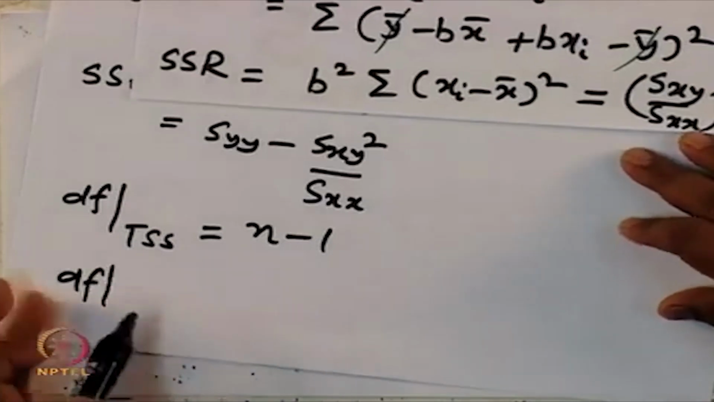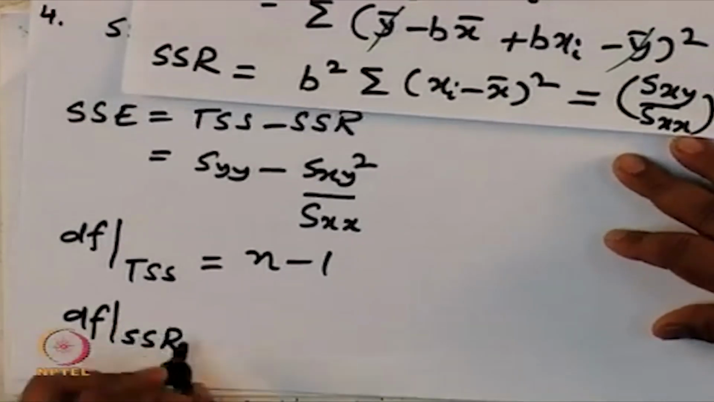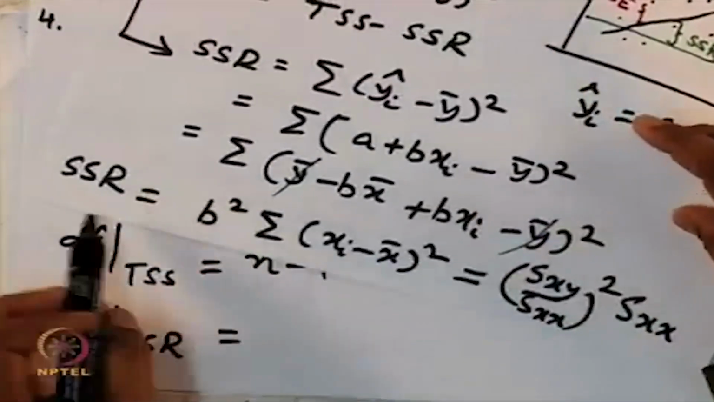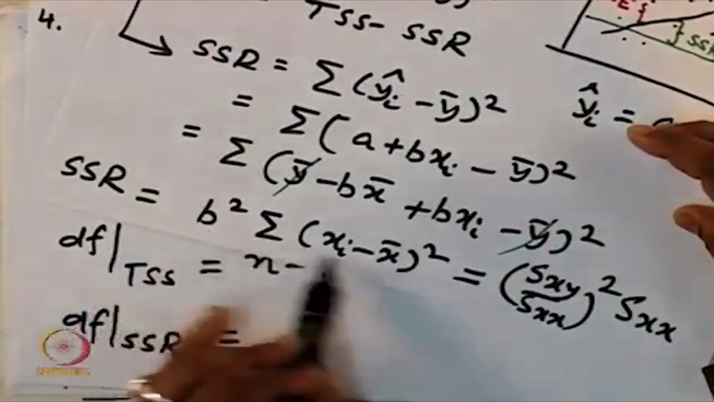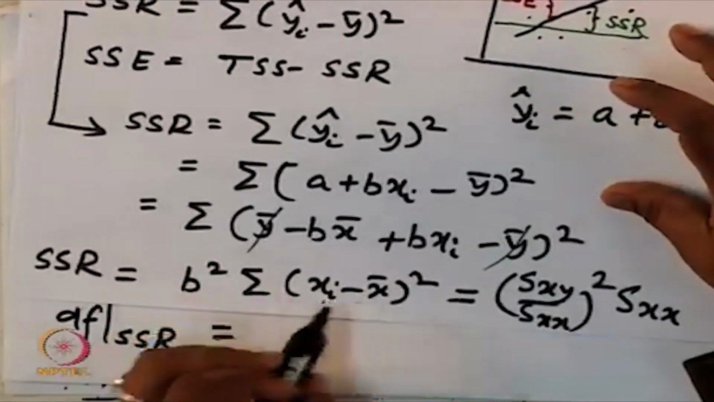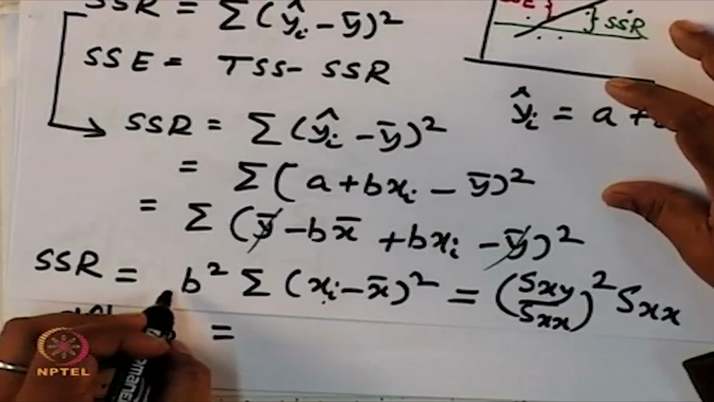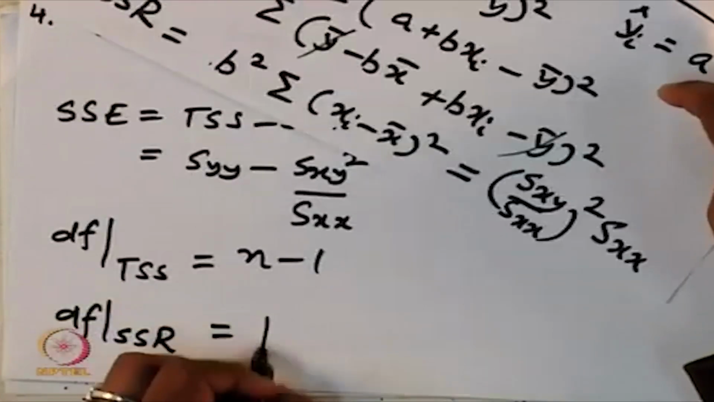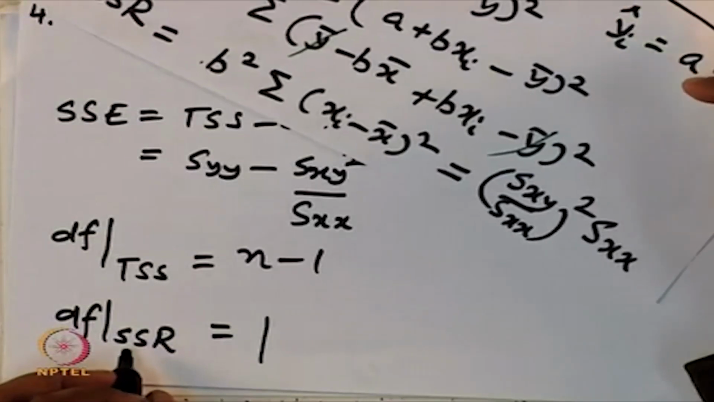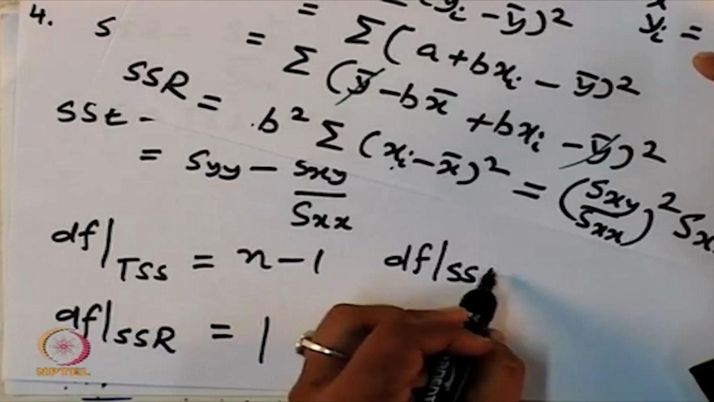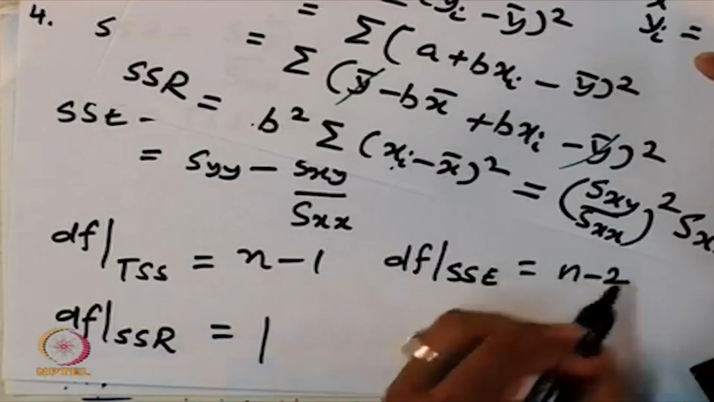What is the df of SSR? SSR has this expression, which is b square into the summation of xi minus x bar whole square. All these xi and x bar are specified, so you have only one degree of freedom coming from b. So, degree of freedom of SSR is equal to 1, which means the degree of freedom of SSE has to be n minus 2.